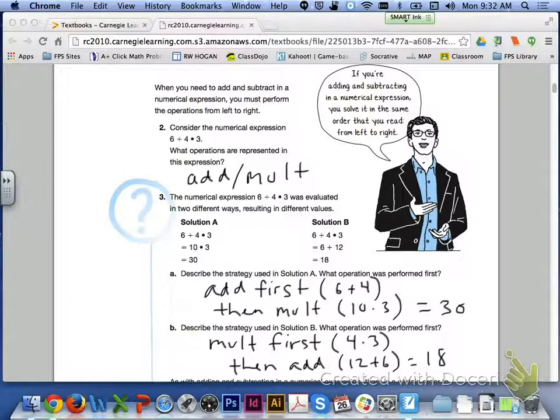If we take a look at number 2, the operations that are represented in this expression are addition and multiplication. If we take a look at number 3, letter A, the strategy that was used in solution A: first we added the 6 plus 4 and then we multiplied the sum, which was 10, multiplied 10 times 3 to get 30. And for 3, letter B, the first thing that we did was multiply the 4 times 3. We took the product then, which was 12, added 6 to that, and got 18 for our answer.